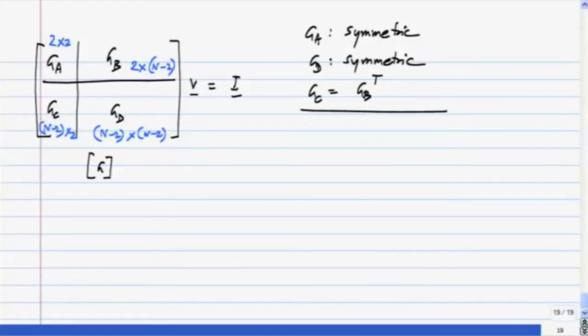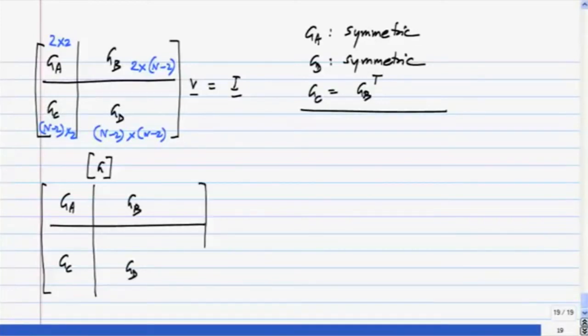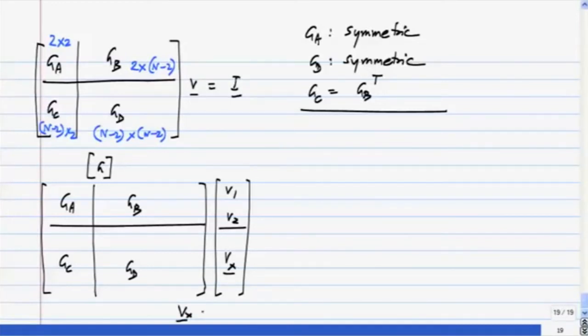Now, what I will do is, this variable vector V, let me write it as V1, V2, and then the vector of the rest of them, which I will simply call Vx. This itself is a vector. Vx has n minus 2 elements in it, and that will be equal to I1, I2, and all zeros here.